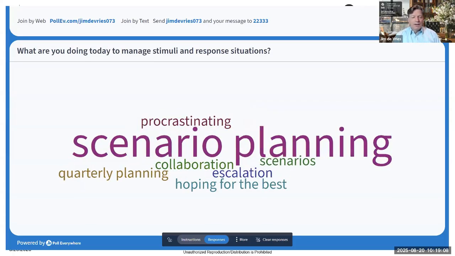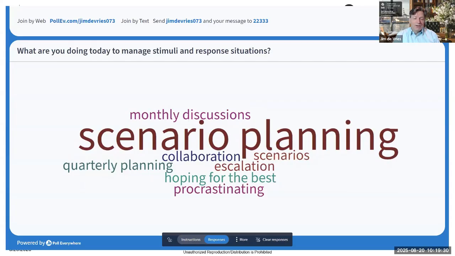Some people are hoping for the best. Some people are escalating things. Others are doing scenario planning. Others are procrastinating more, driving it more into the deep abyss, so to speak. Some people say, well, we cover that in quarterly planning, which is a type of event that is not going to help you because it's all rear view mirror type of planning.